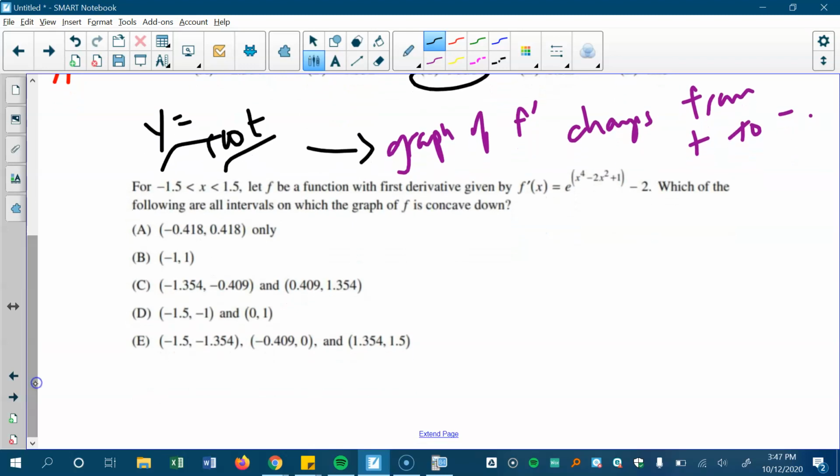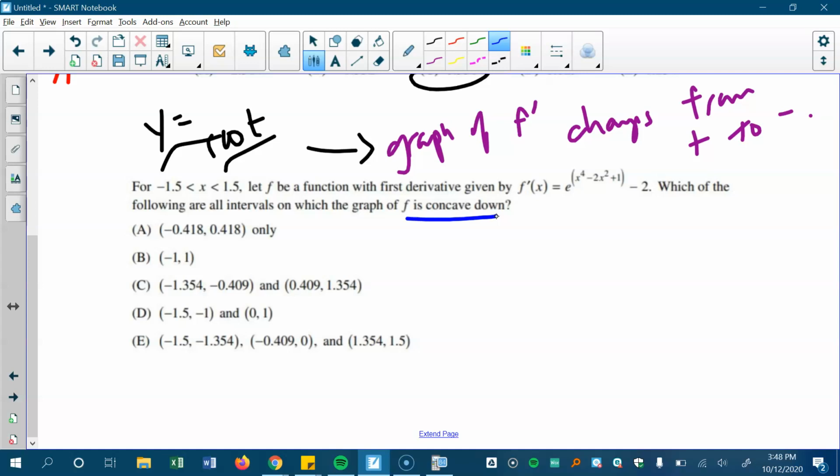For this one, for x in between exclusively negative 1.5 and 1.5, let f be a function with the first derivative of a horrible looking function. Which of the following are all intervals in which the graph of f is concave down? Again, a concept we did not get to yet, but just to unpack this to see how I could use my calculator, I need to do one of two things.